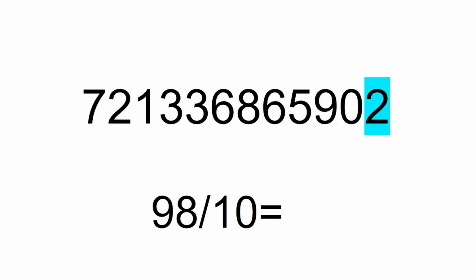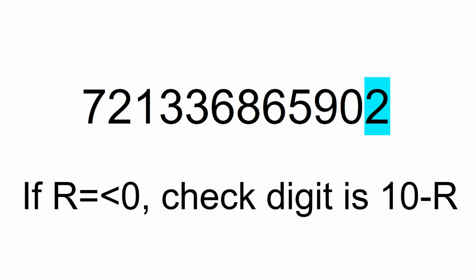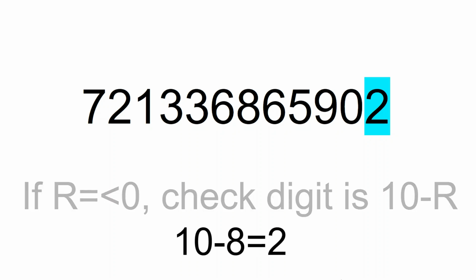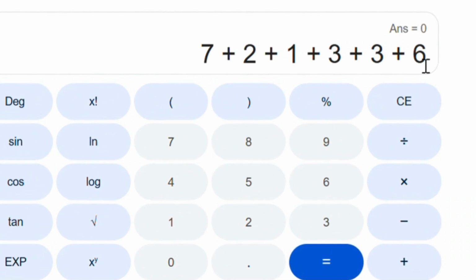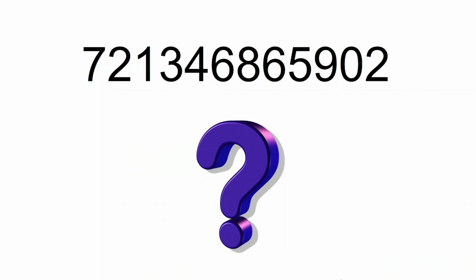Subsequently, we now take 98 and divide it by 10, giving us 9 and 8 remainder. If there is no remainder, then the check digit is 0. If there is a remainder, like in our case, then the check digit is 10 minus our remainder. In our situation, that would be 2, so our check digit is 2. However, if we did not reach 2 after all that calculating, then the barcode has been damaged. To find out what number is wrong, scanners follow the mentioned procedure, but in reverse.